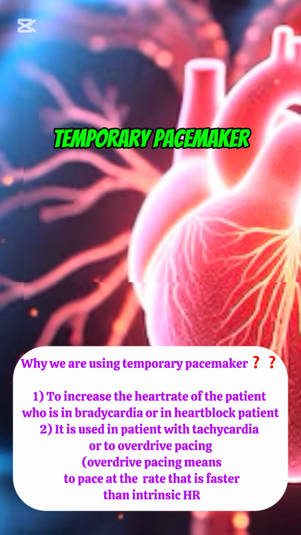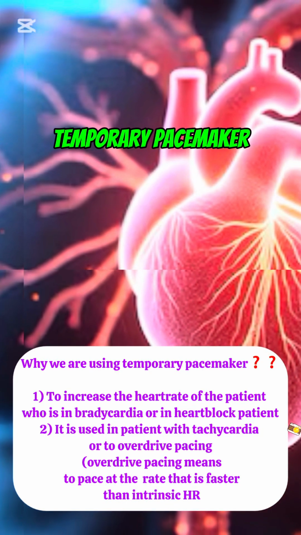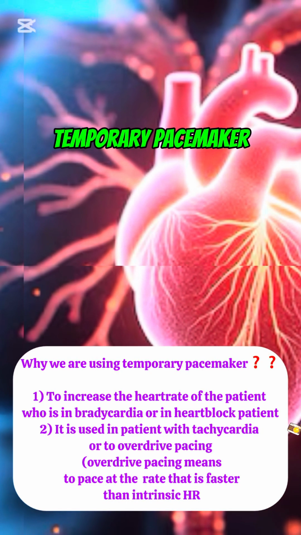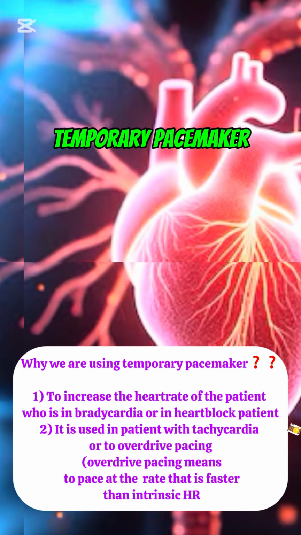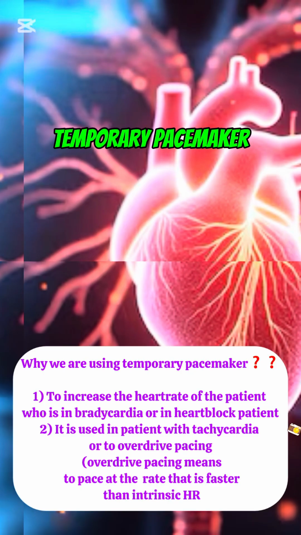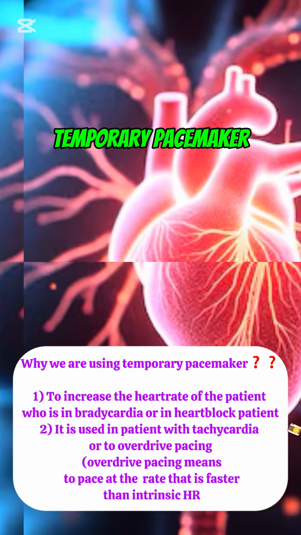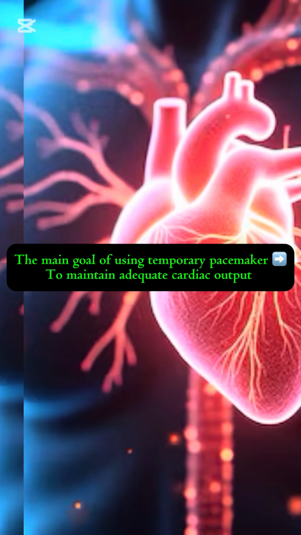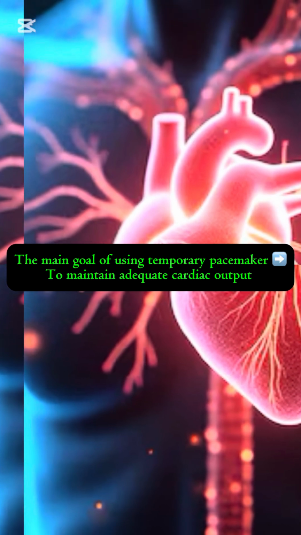One is to increase the heart rate of a patient who is in bradycardia or heart block. It is also used to decrease the heart rate in tachycardia, or to overdrive pace. Overdrive means to pace at a rate that is faster than the intrinsic heart rate. The main goal of using a temporary pacemaker is to maintain adequate cardiac output.